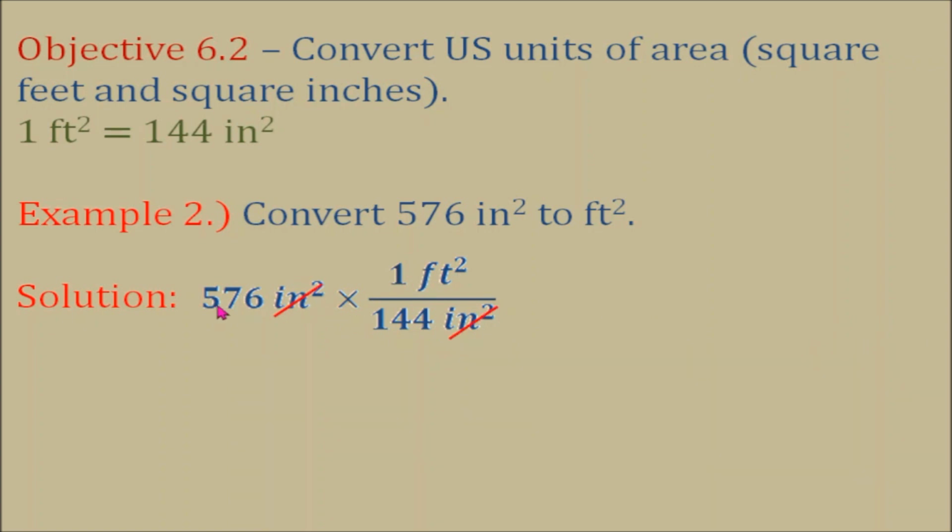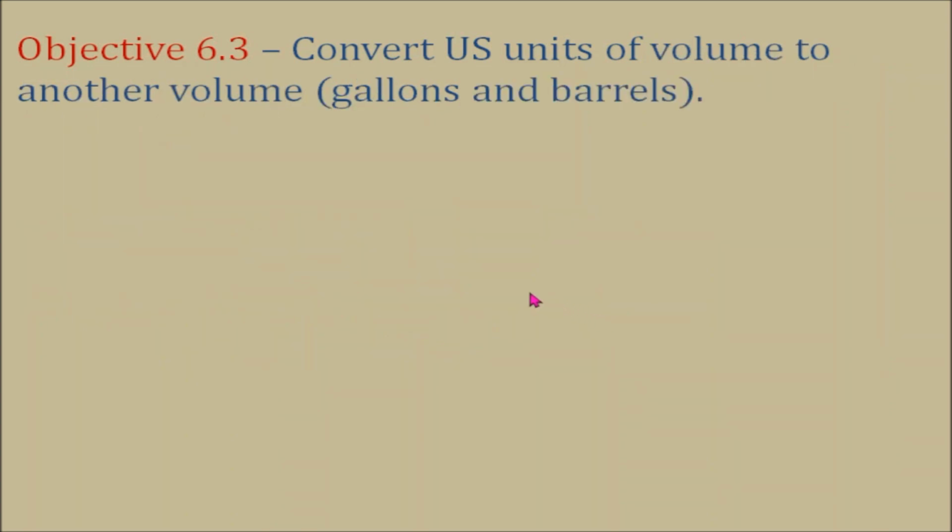So this means 576 times 1 foot squared divided by 144. And 576 divided by 144 equals 4. So our answer is 4 feet squared. Objective number 3. Convert US units of volume to another volume: gallons and barrels. 1 BBL, or barrel of oil, equals 42 gallons.